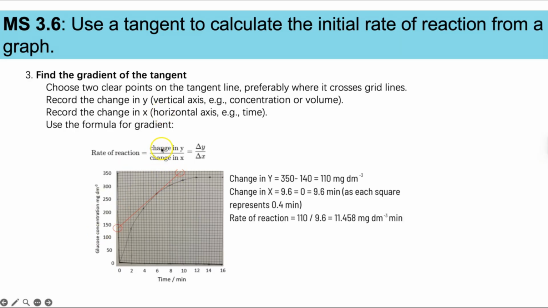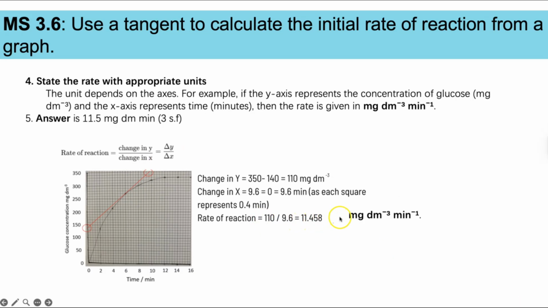But what we're going to work out is the change in y, which means if we did this point and this point, we'd be reading off the value here and reading off the value here on our y-axis and working out what's the difference between those, and we divide that by the change in x, so the time here, which is 0, and the time here, which is 9.6 minutes. And in fact, we can see all of that written here and worked out. So we then do the change in y divided by the change in x, which is our gradient, comes to 11.458, and here are our units: milligram per decimeter cubed, which came from the concentration, divided by time, which is why it's per minute.